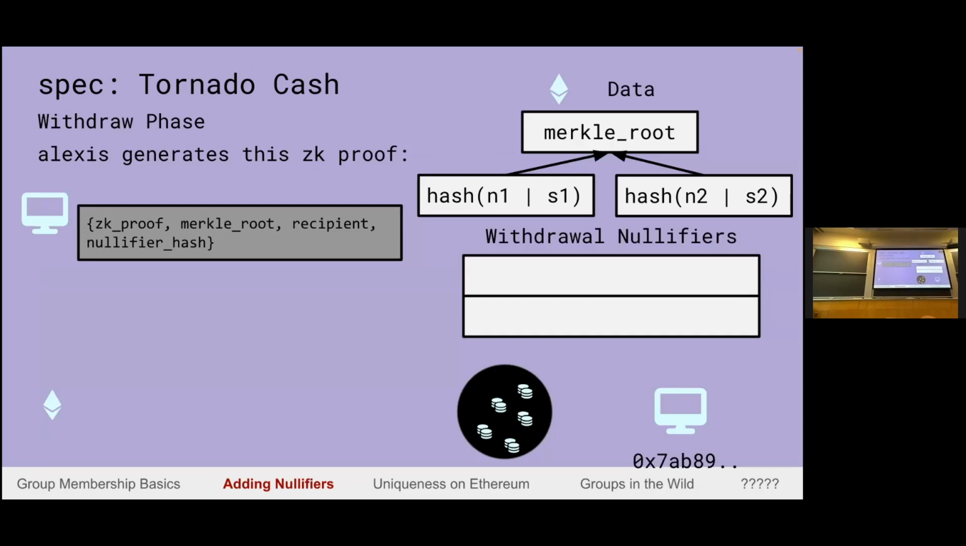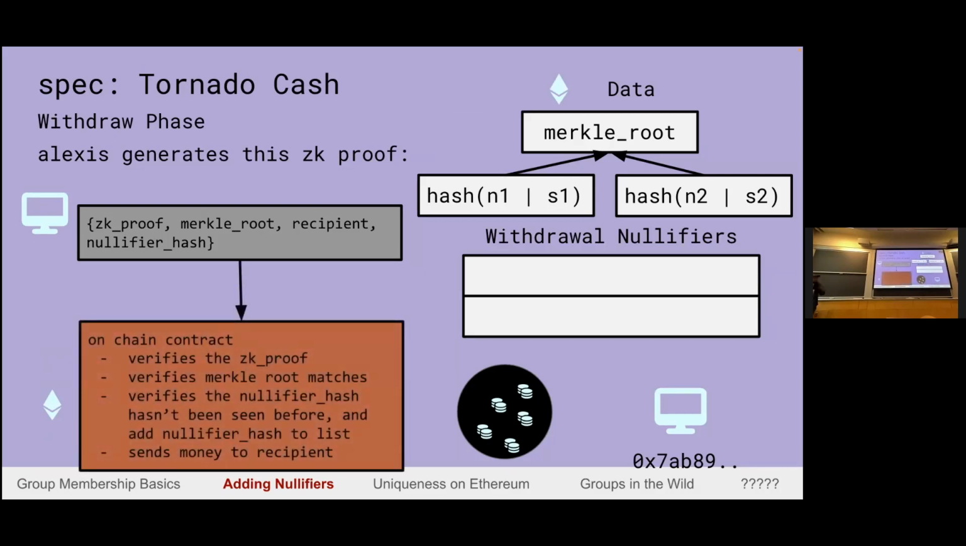So how is this used? Well, Alexis would call this proving function, and the output of that proving function would be these 4 values. It would be the ZK proof, so these are the elliptic curve signals that can verify that the asserts hold, the Merkle root, the recipient, so in this case that 7AB89 that no one knows is Alexis, and the nullifier hash, which remember was the hash of the first half of their secret commitment, kind of hash of N1. And it'll get sent to an on-chain contract.